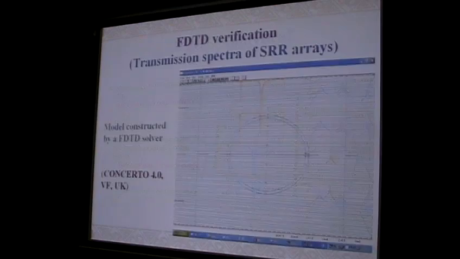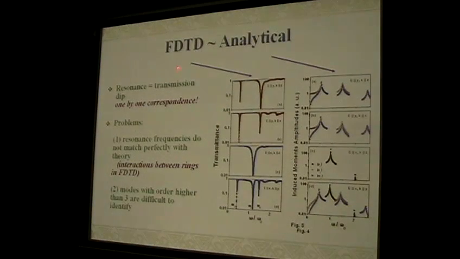Then we perform FDTD simulations to verify these analytical predictions. And we do find this is the FDTD simulated transmission dips, and this is the dipole moment resonance. We find the one-to-one correspondence between the transmission dips here and the dipole moment peaks here, because for each resonance, we have a transmission dip. This is very easy to understand.